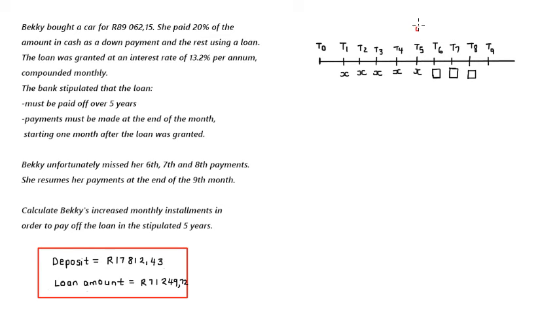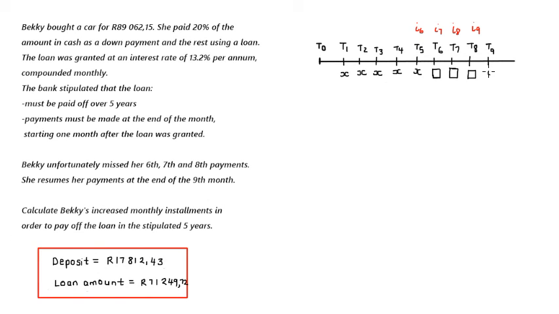So there's interest charged for the 6th month, and then she should make a payment in the 6th month, but she didn't do that. Then they charge interest for the 7th month, and she must make a payment in the 7th month, but she didn't. Then they charge interest for the 8th month, and she must make a payment for the 8th month, but she didn't. So then they charge interest for the 9th month, and then she's going to start making payments at the end of the 9 months.